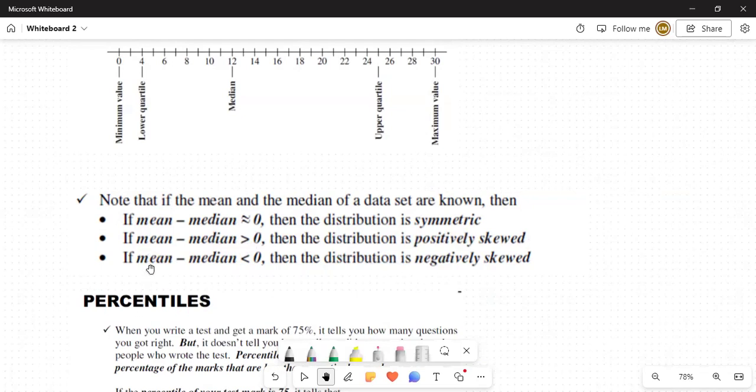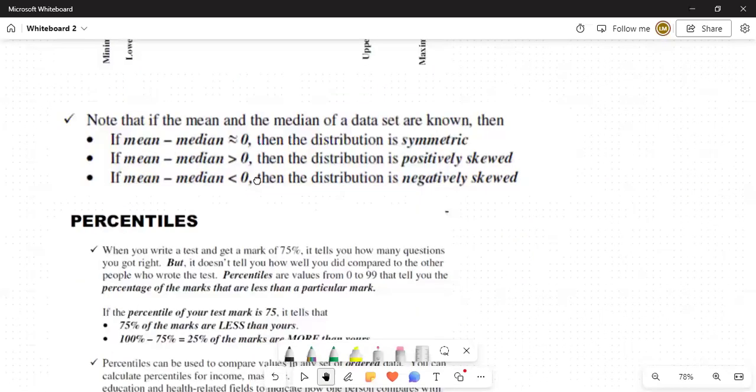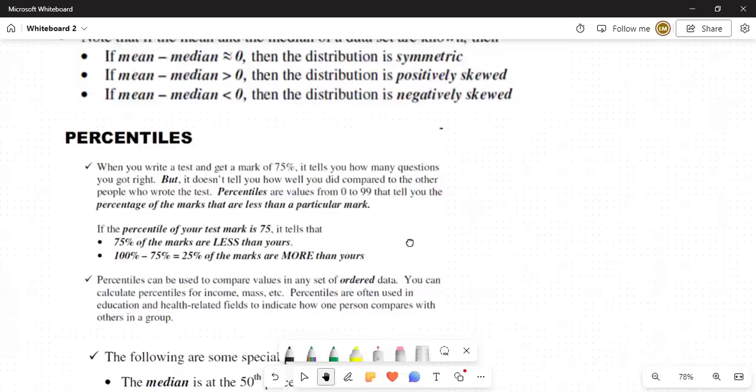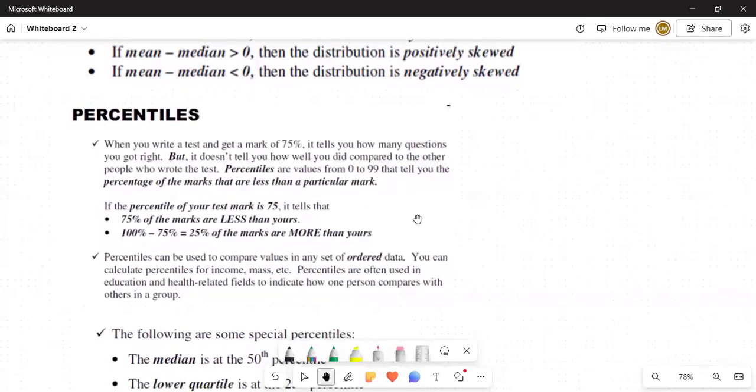And if the mean minus the median is less than 0, then we will say that the distribution is negatively skewed. So this one will be somewhat equal to 0. Then we have percentiles. Percentiles work in the same way as the Q2, Q3, so the 50% here, 50% there.